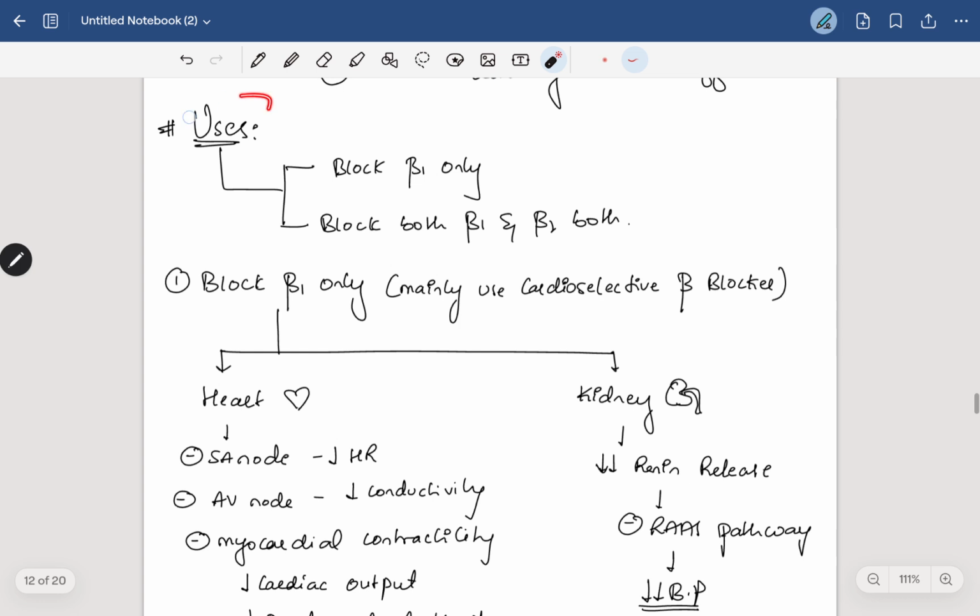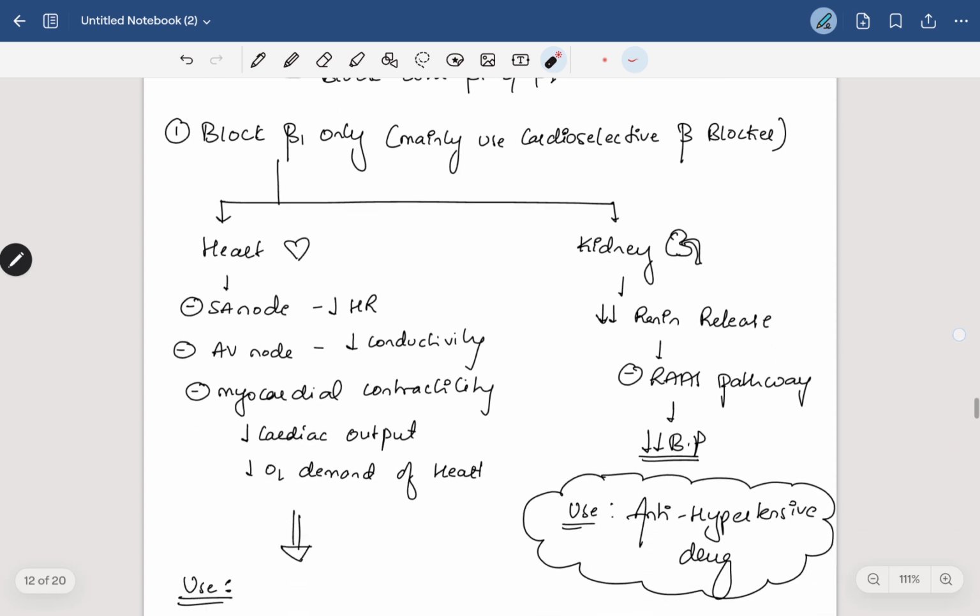Moving on to the uses of beta blockers. We will divide them as the drugs that block only beta 1 receptors and the drugs that block both beta 1 as well as beta 2 receptors. Drugs that block only beta 1 receptors are mainly the cardioselective beta blockers.